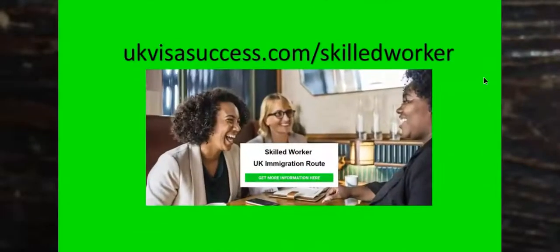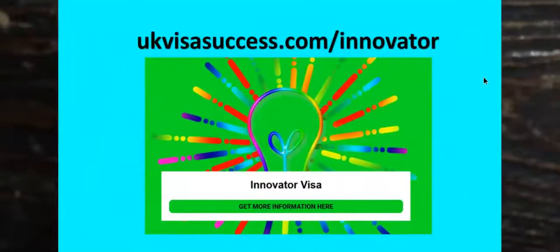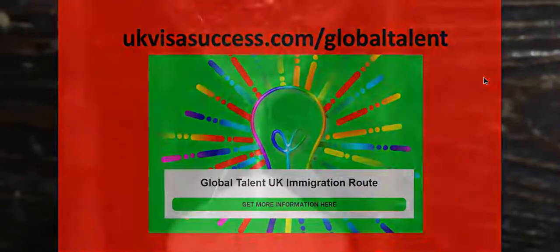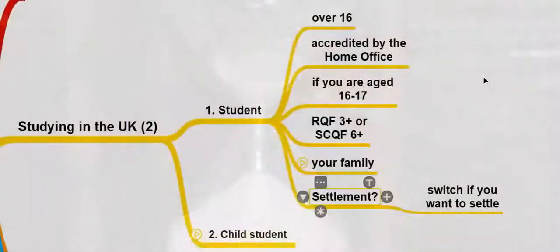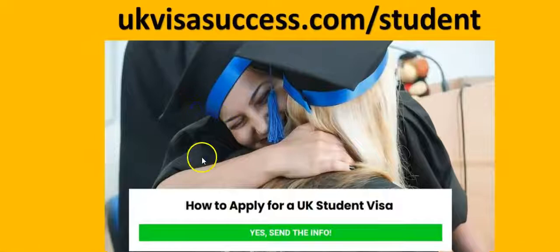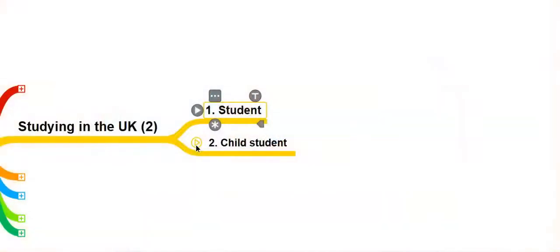However, if you would like to settle in the UK sooner, then you'll need to consider some other routes which do lead to settlement. So this can be a skilled worker route, as I already mentioned, or you can remain here in the innovator immigration category, or you can apply as a global talent applicant if you have a talent or you are promising talent in the qualifying fields. So this was the student route, and now let us talk about the child student visa.